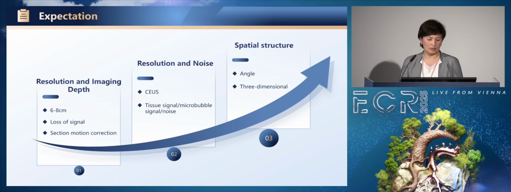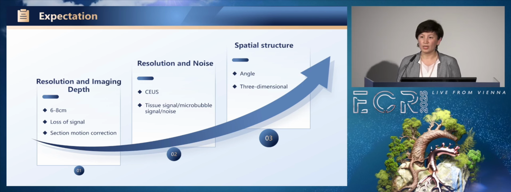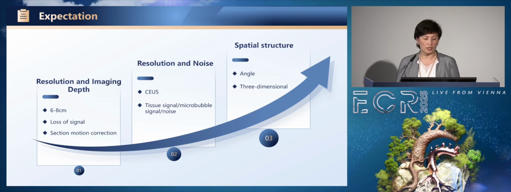The second is the CEUS standard. Different organs have different standards. For example, for a superficial organ, maybe we can get the data from the peak. But for adenomyosis, for the uterus, we should acquire the data from the bubbles from the beginning of the flushing. And we want to know if there is a standard for different organs.